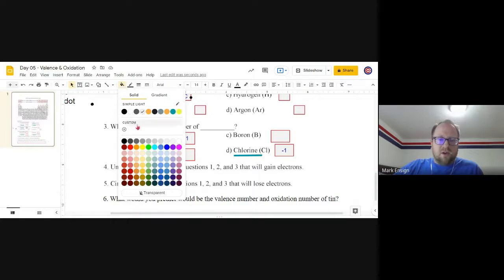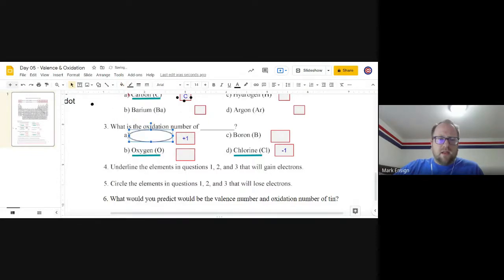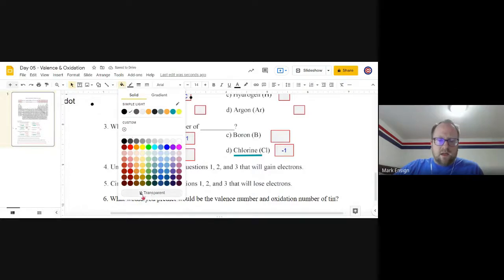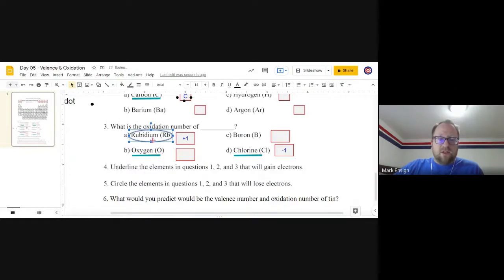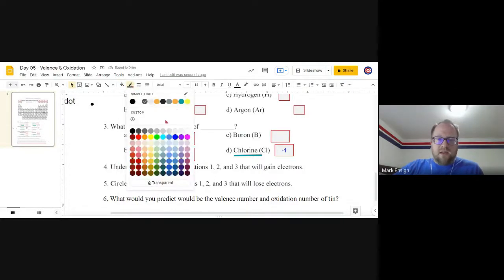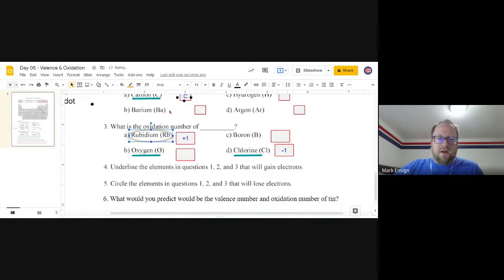I don't want to fill it. So how do I get rid of that? Oh, transparent down here. So make sure if you do that, and then again, I'm going to make it color so you can see it a little bit better. Make this a little thicker. There we go. So there's my circle around rubidium.